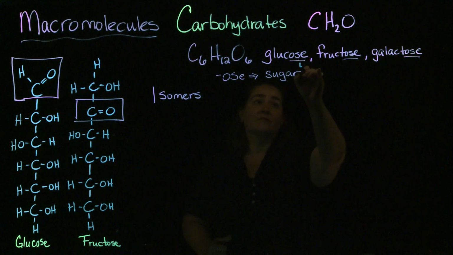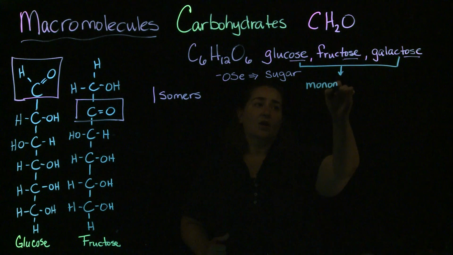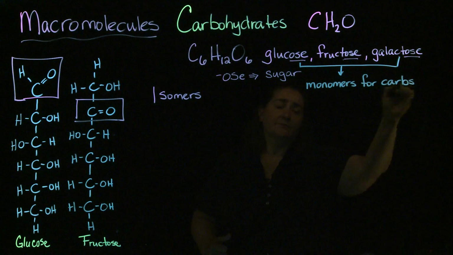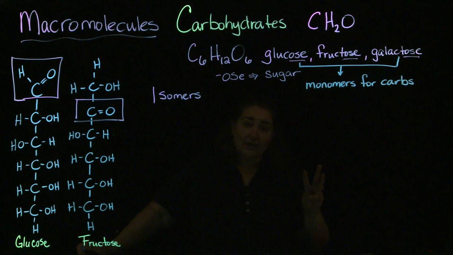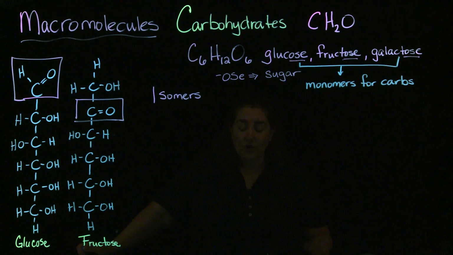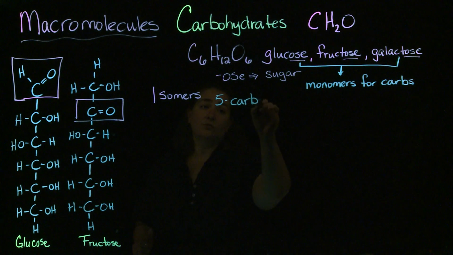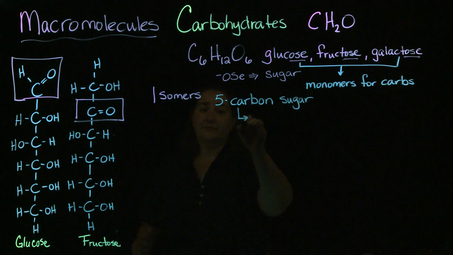Now the other important part associated with these isomers, glucose, fructose, and galactose, is that these are actually going to be our monomers for our carbohydrates. We've got those 3 monomers, and what we're talking about here is a 6-carbon sugar. We are also going to have 5-carbon sugars, really 2 of them, that are going to be important when we get to the unit on DNA.